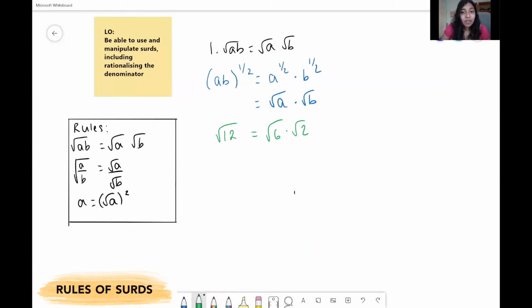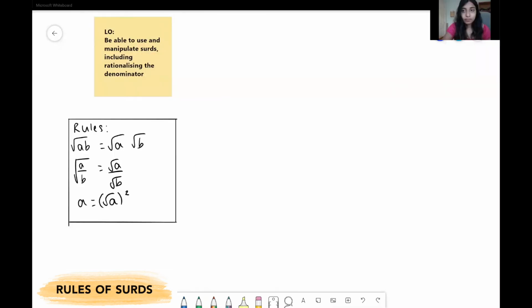So let's think of another way we could break down 12 into two of its factors. Another way is that root 12 is equal to root 4 times root 3. And as we know, root 4 is just the same as 2, so that's equal to 2 root 3. So using this first rule, you can simplify root 12 as just 2 root 3.